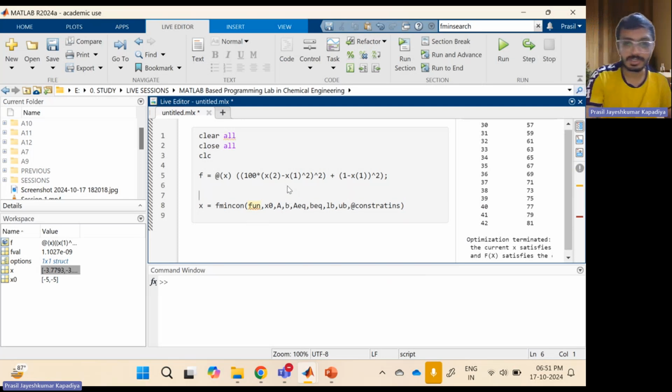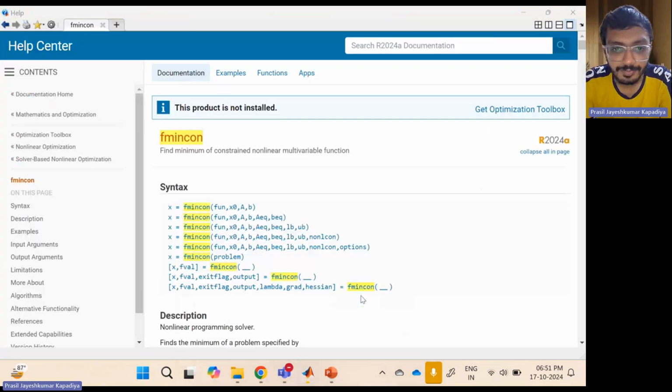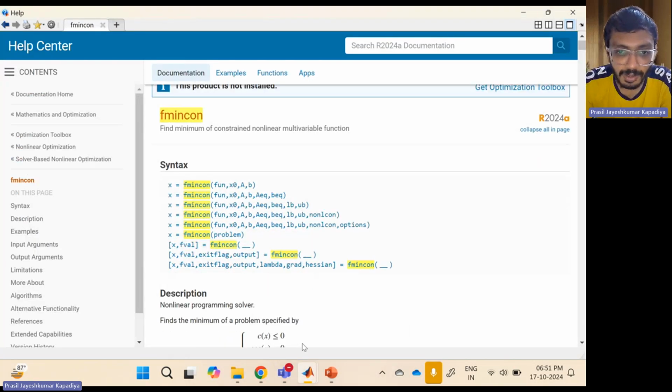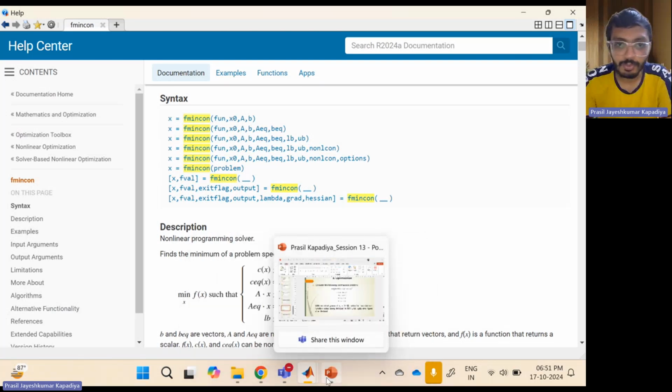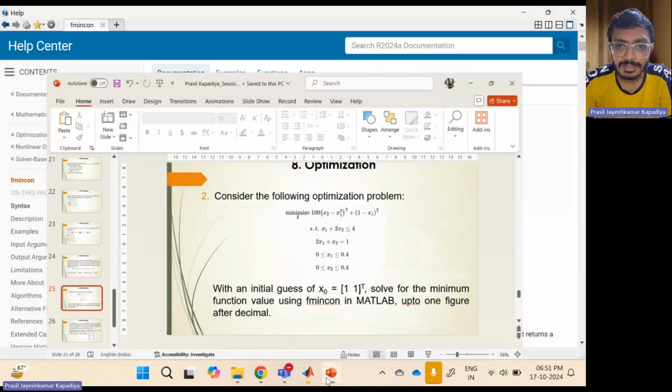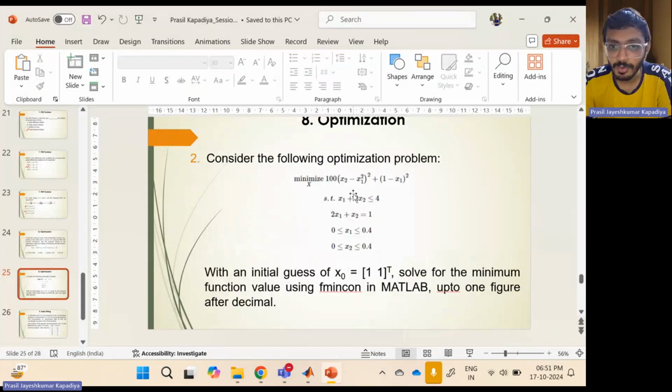Okay, so let's first understand what these terms are. Not function here, it's f. If we go to the description part, we have c of x less than or equal to 0. This first term, x1 plus 2x2 minus 4 is less than or equal to 0. So that is the first, and we have the value of c.